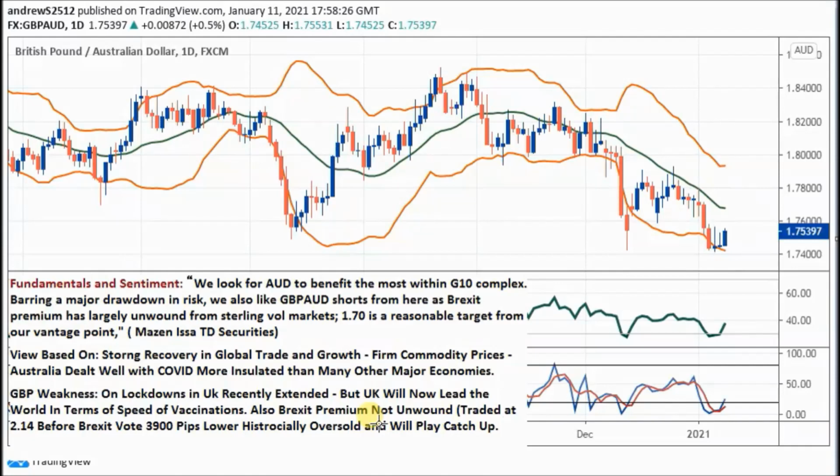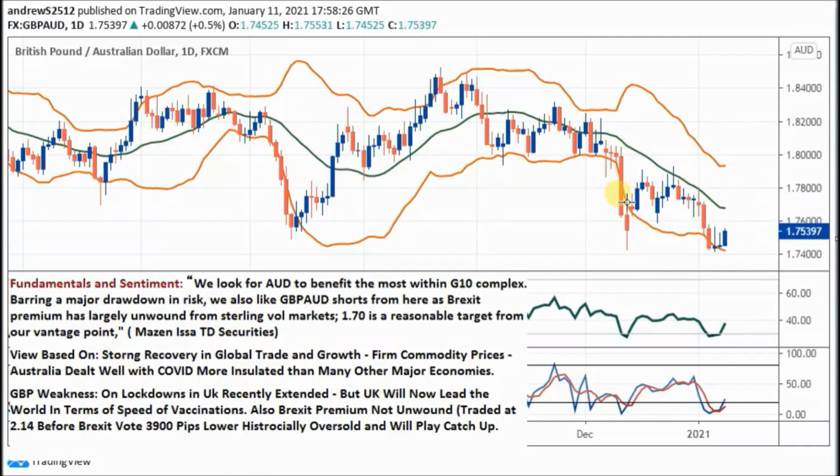And it will play catch up. It's very oversold on the big fundamentals. So that oversold condition will prevent big sterling weakness from here. So in terms of technicals, pretty simple for us.